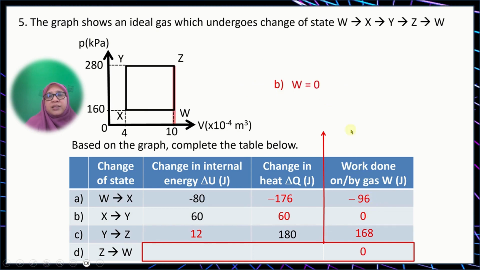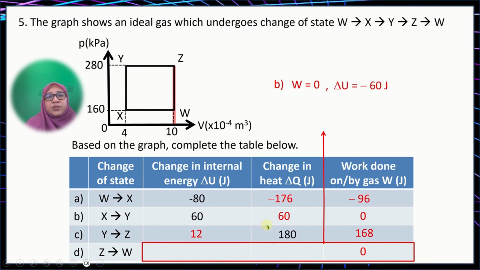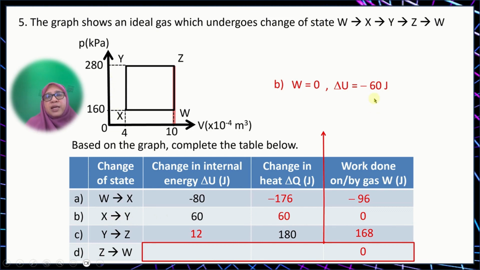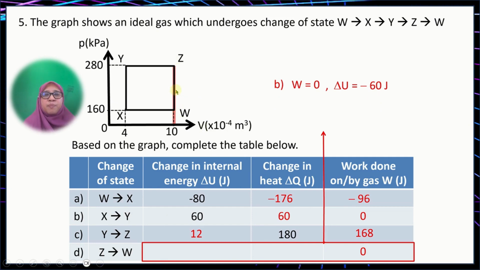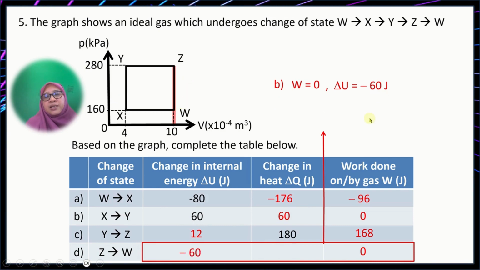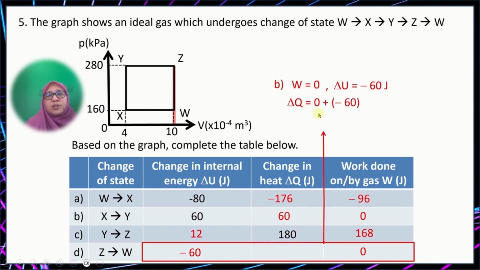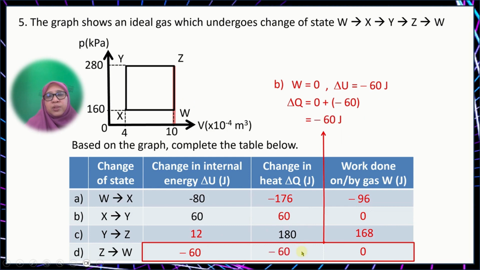Okay, next is to find the internal energy. The internal energy change is the same as X to Y, which is negative 60, because in Z to W the temperature decreases, so that means the internal energy also decreases. So it's negative 60. And for the change in heat, we substitute into the first law of thermodynamics and we also get negative 60 joule. So it's opposite to the process of XY.